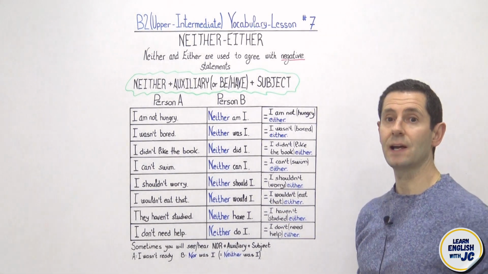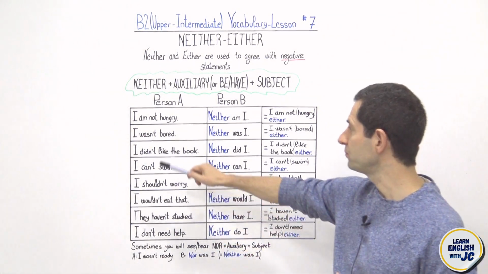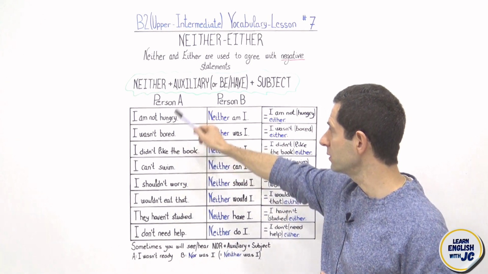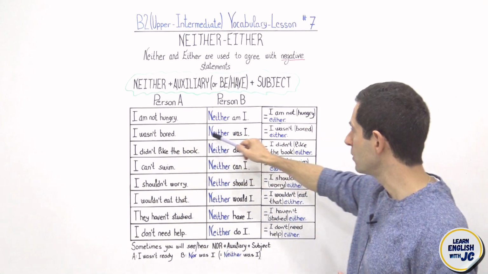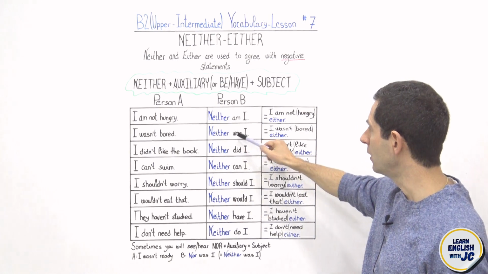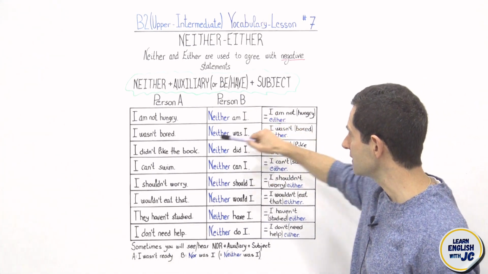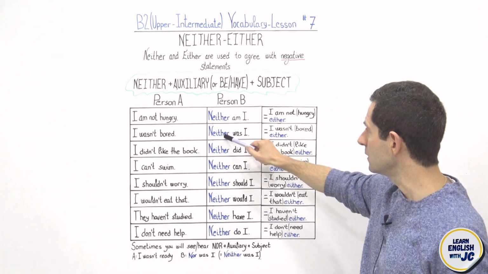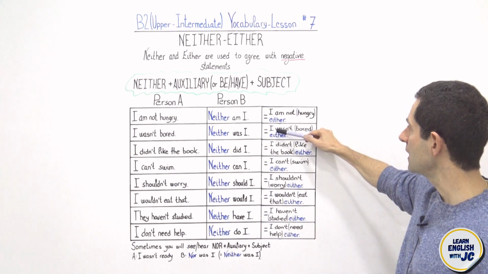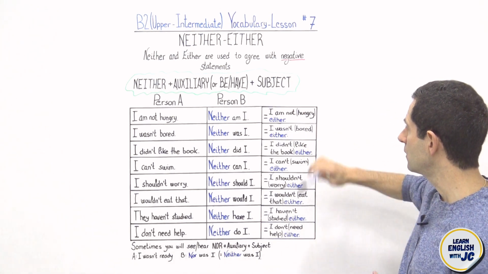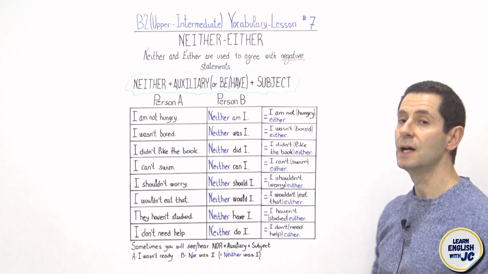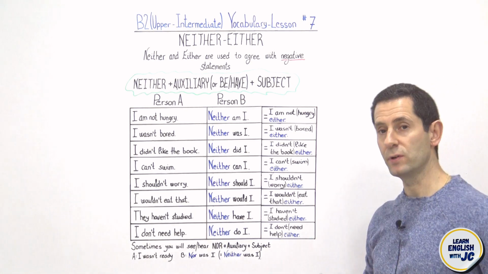Let's take a look at a few more examples. I wasn't bored, says person A. Person B says, neither was I. We're using the verb to be in the past in this case. Neither was I. Or you can also say, I wasn't bored either, or drop the bored and say, I wasn't either. So there are several ways you can say it.